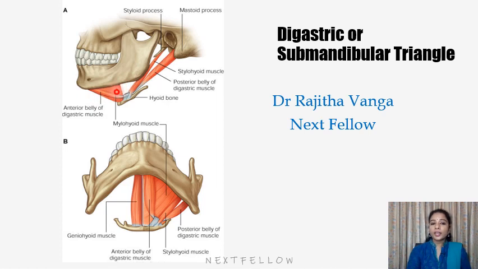The floor of the triangle anteriorly is mainly formed by mylohyoid. We can see mylohyoid muscle here, which forms the floor of anterior part of digastric triangle.